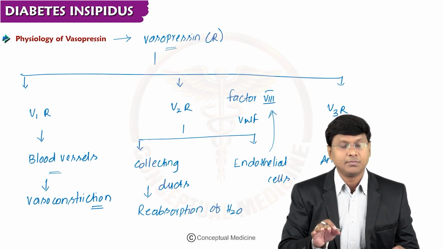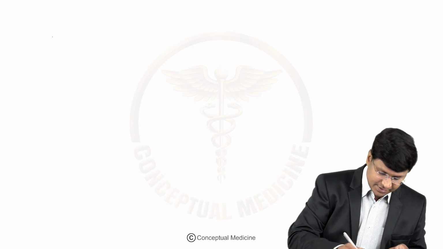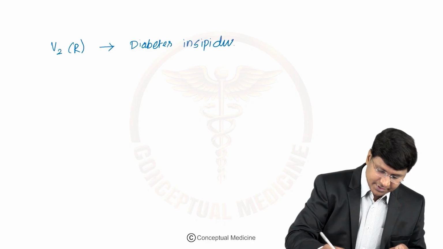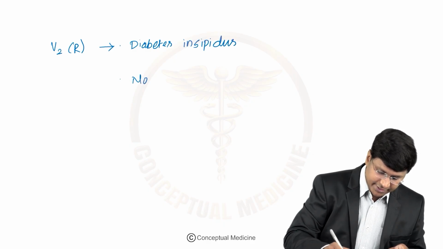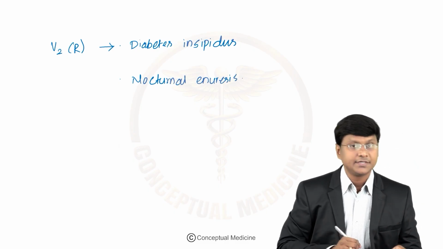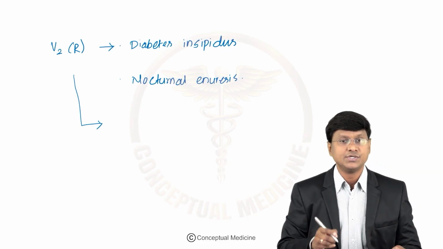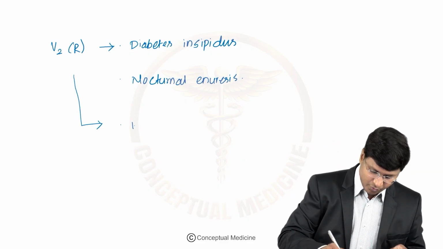Now, by your V2 receptor action, what will be the clinical use? Let me explain. V2 receptor action is used in the treatment of diabetes insipidus, and in the treatment of nocturnal enuresis in children. And the V2 receptor action on the endothelial cells is used in the treatment of von Willebrand disease.